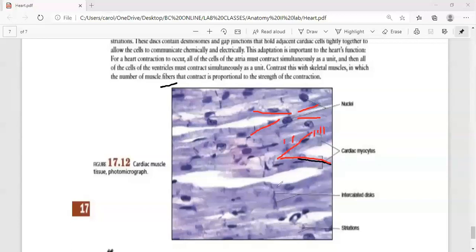These darker stripes are going to be this one. You can see here this dark one. There's probably another one right here, another one right here. There's another one right here probably. Okay, those are going to be the intercalated discs. So what are the characteristics of the cardiac muscle? It is going to have striations, it's going to have intercalated discs, it forms branches, it's going to be involuntary.